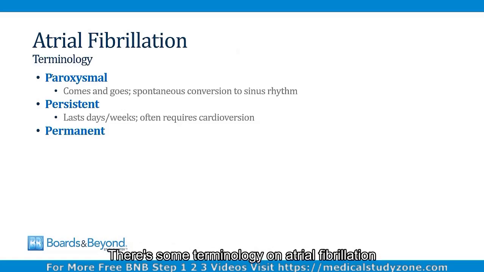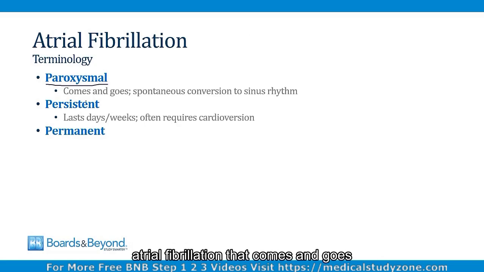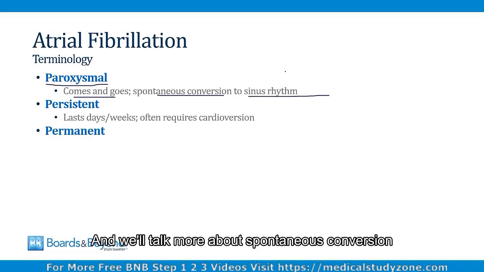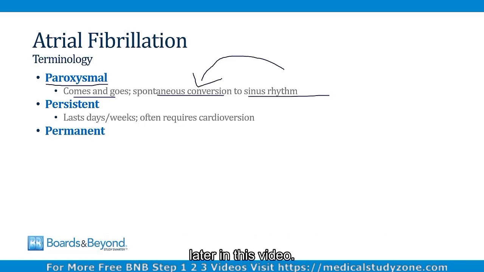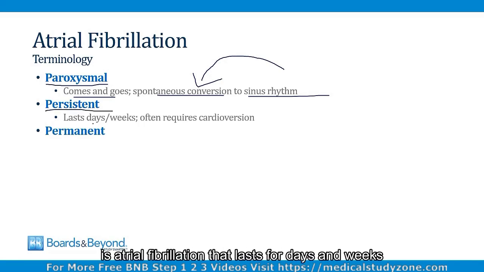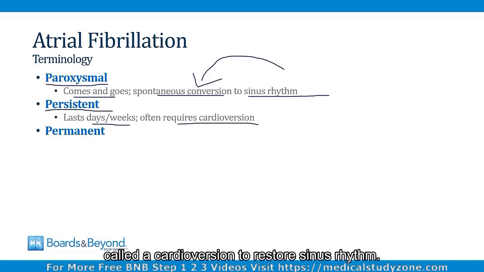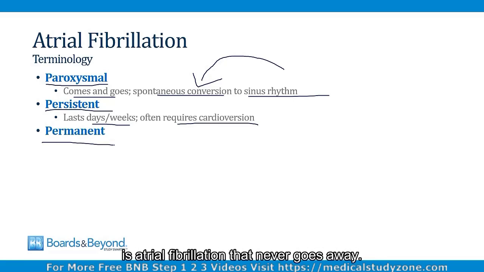There's some terminology around atrial fibrillation that you should know. Paroxysmal atrial fibrillation means atrial fibrillation that comes and goes with spontaneous conversion back to sinus rhythm, and we'll talk more about spontaneous conversion later in this video. Persistent atrial fibrillation is atrial fibrillation that lasts for days and weeks and often requires a procedure called a cardioversion to restore sinus rhythm. And then finally, permanent atrial fibrillation is atrial fibrillation that never goes away.